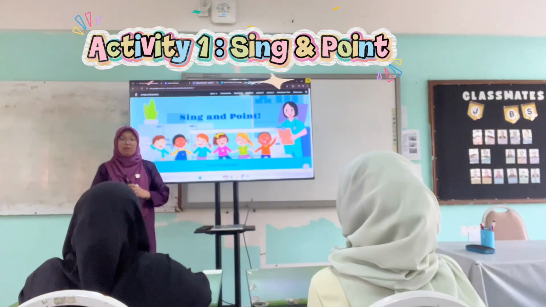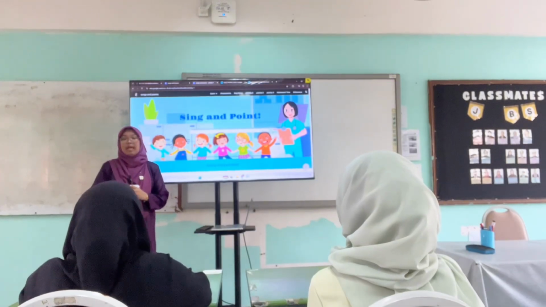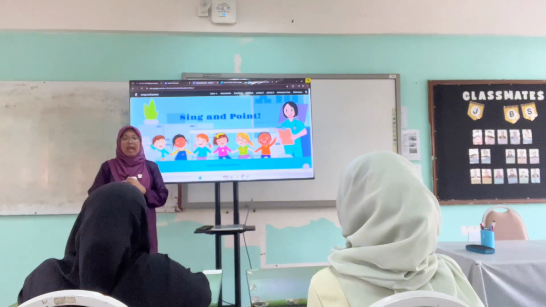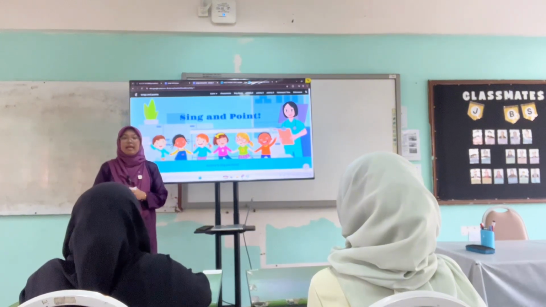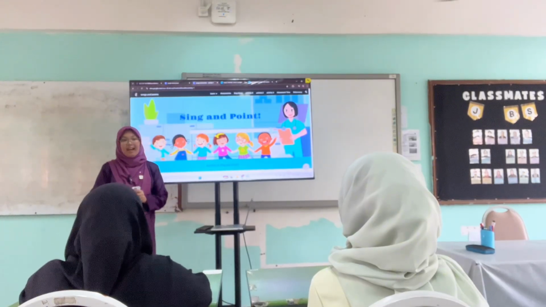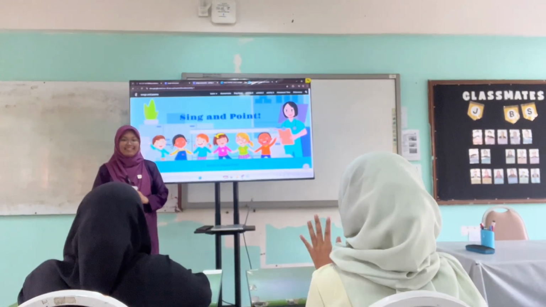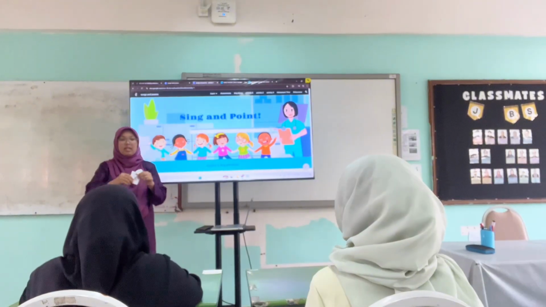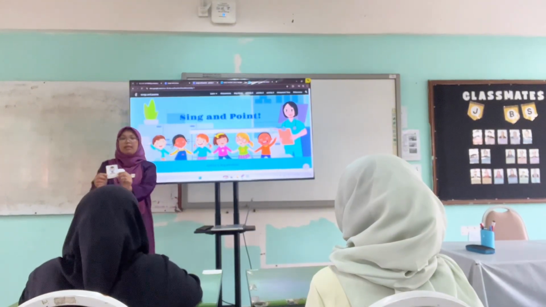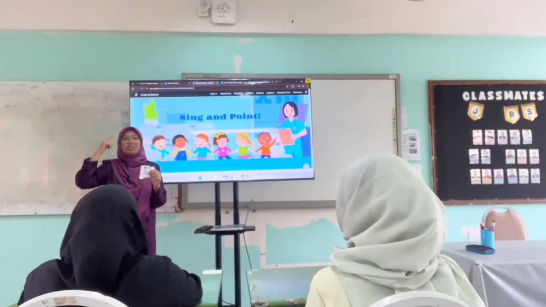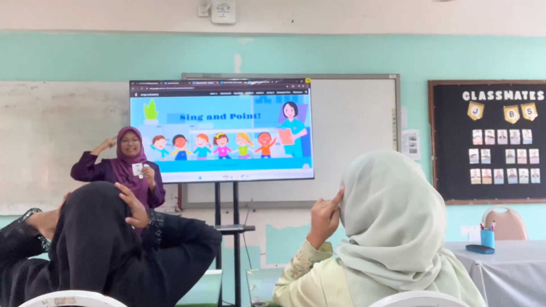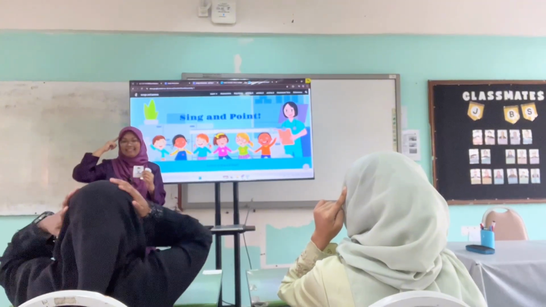Okay class, today we are going to start our class with the first activity, Sing and Point. This activity will help you understand body parts using flashcards and songs. Farah and Fatin, are you guys ready? Yes. Okay, first, look at these flashcards. What do you think this is? So, this is hat. Now, show your hat. Repeat after me. Hat. Hat.